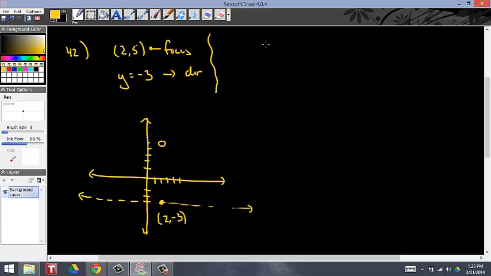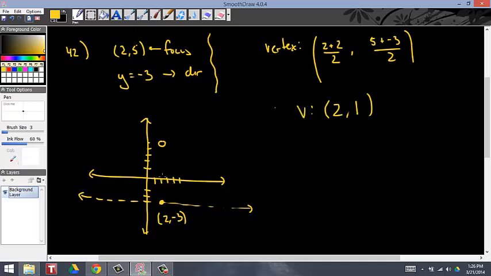So the vertex is going to be the midpoint. It's going to be 2 plus 2 over 2, and then comma, 5 plus -3 over 2. So your vertex is going to be (2, 1). So (2, 1) is going to be right here. It's going to open up upwards like that. So now you know that your parabola is going to be y equals a(x minus 2) squared plus 1.